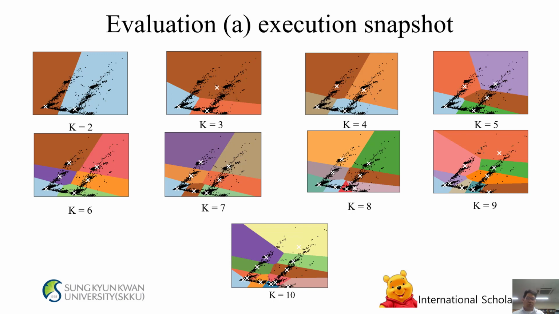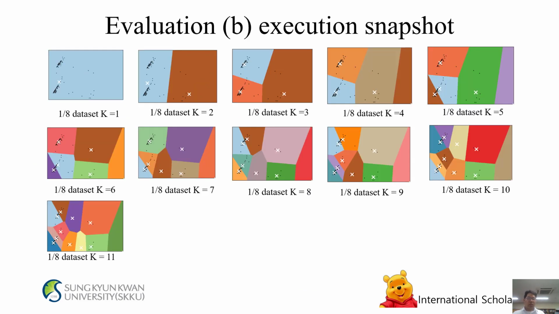K equals 7th result is optimal result for this experiment. Evaluation B execution snapshot: A per 1 dataset K equals 1, K equals 2, K equals 3, K equals 4, 5th, 6th, 7th, 8th, 9th, 10th, and 11th. This is also a real experiment, and A per 1 dataset K equals 7th result is optimal result for the experiment.